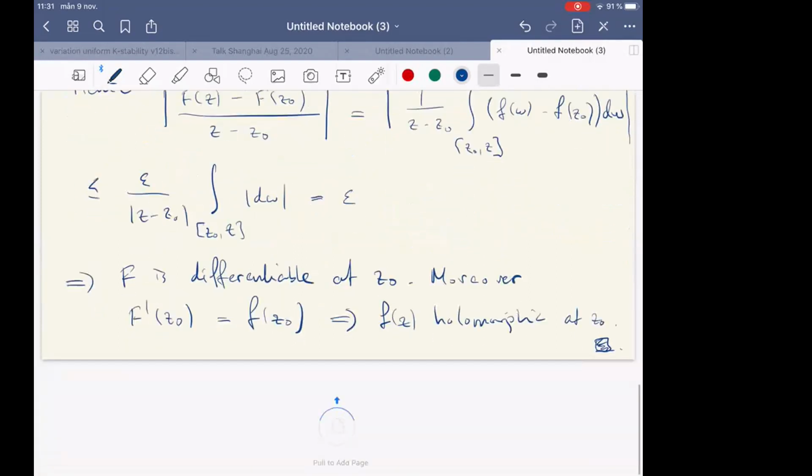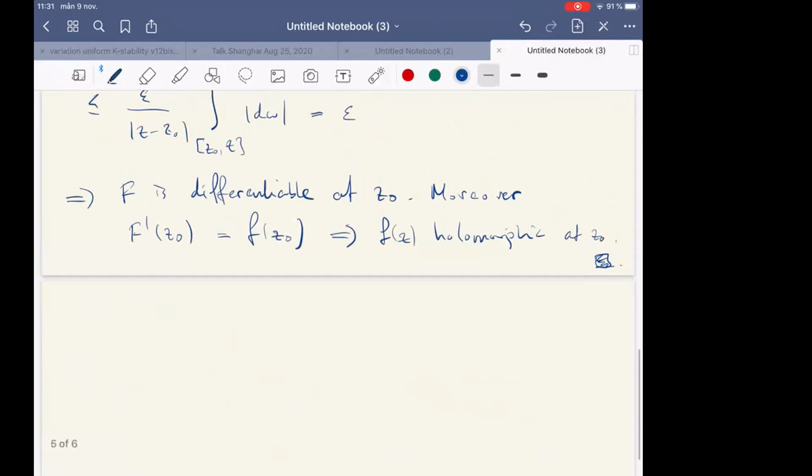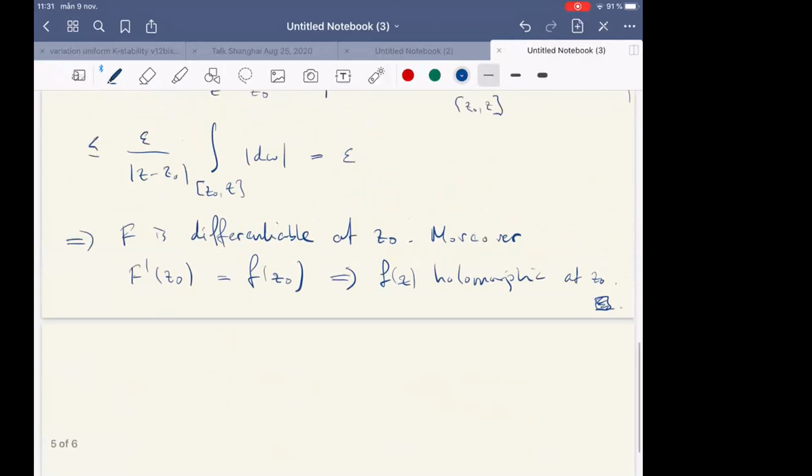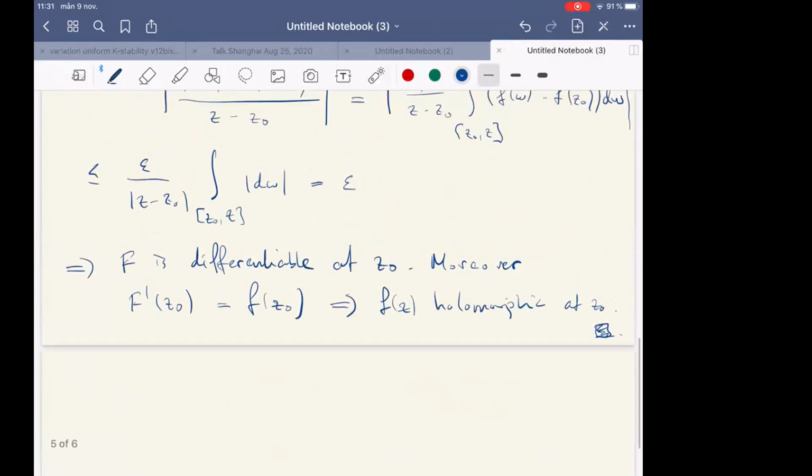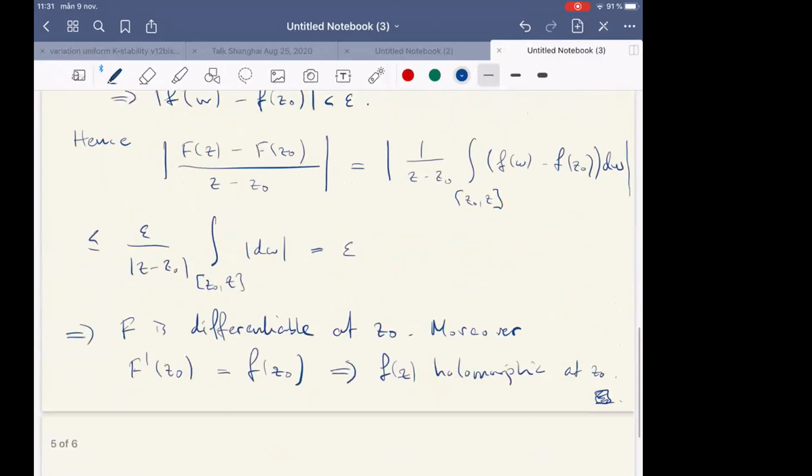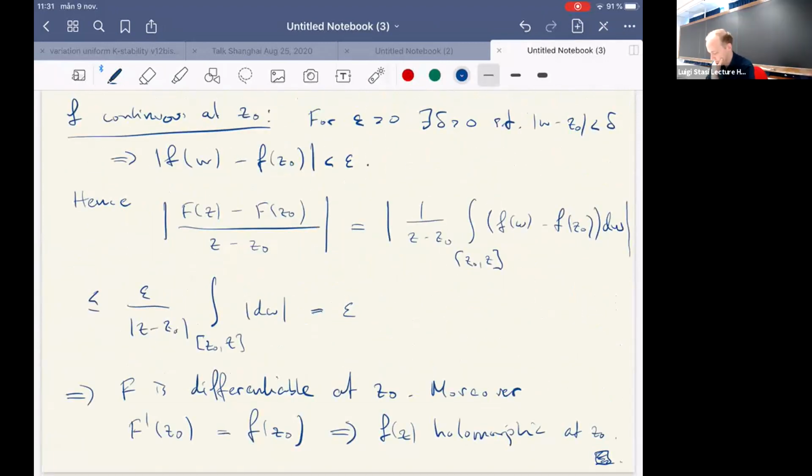Professor, I'm still confused about this absolute value operator around dw. Yeah. So this means the sort of length measure, right? So if you take gamma, some curve, and you integrate it against this, then it's equal to the length of gamma.